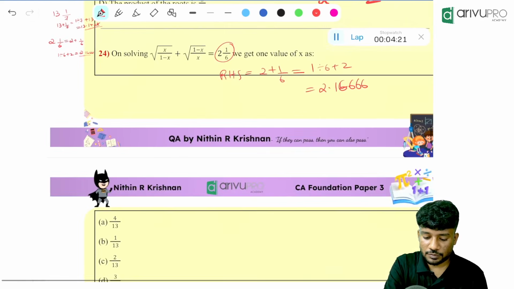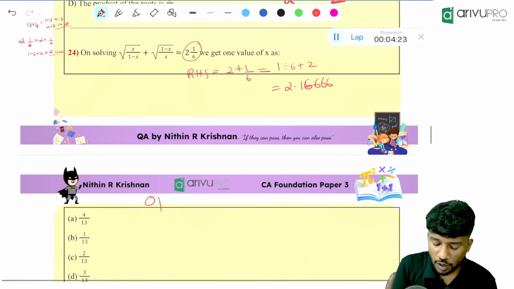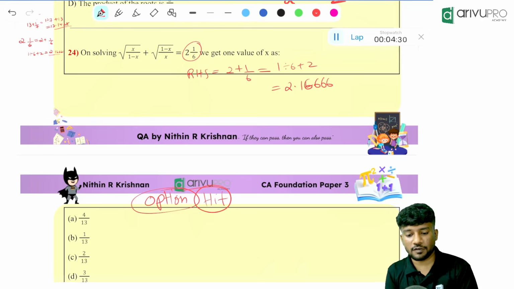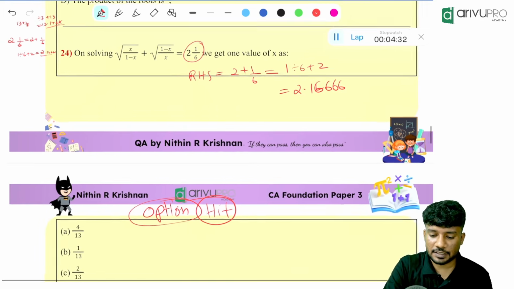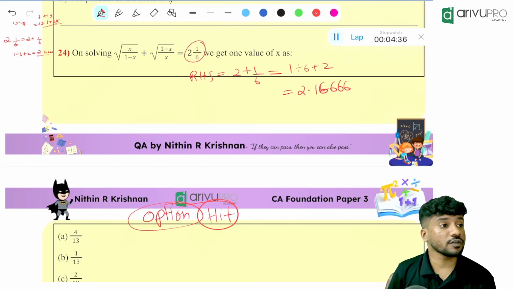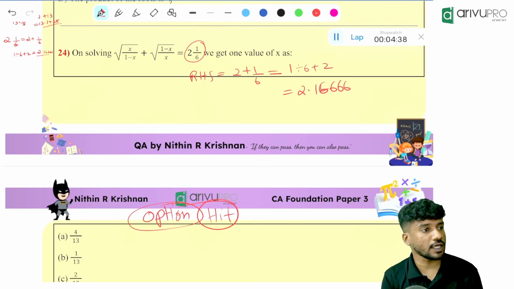Now what you will do? You will do option hit. If you want to solve, option hitting is the easiest method of substituting the values. Otherwise, it will take an eternity to solve this. Okay. Keep it in your mind. Accordingly, solve it for me, people. Which option is giving you the answer?